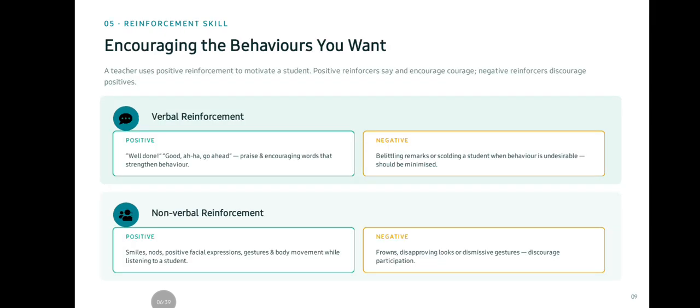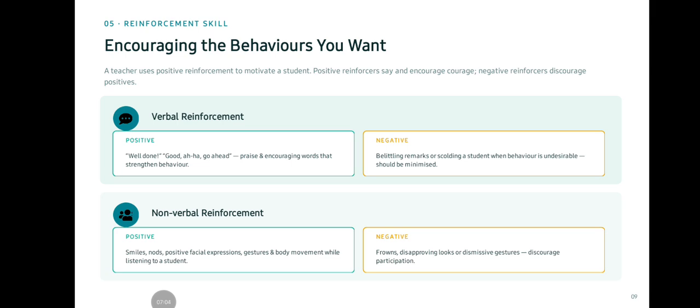Reinforcement skill, encouraging the behaviors you want. A teacher uses positive reinforcement to motivate a student. Positive reinforcement says and encourages courage. Negative reinforcement discourages positives. Verbal reinforcement, positive way: well done, good, aha, go ahead. Praise and encouraging words that strengthen behavior.